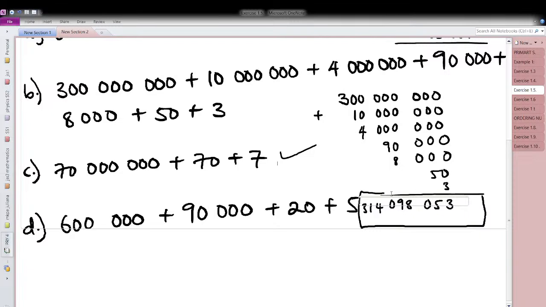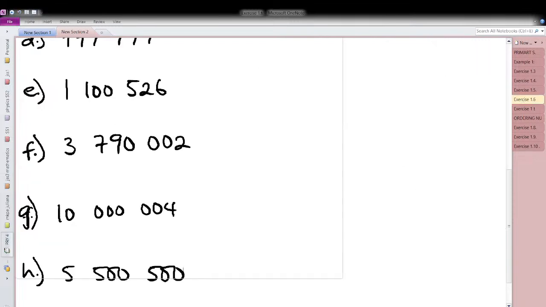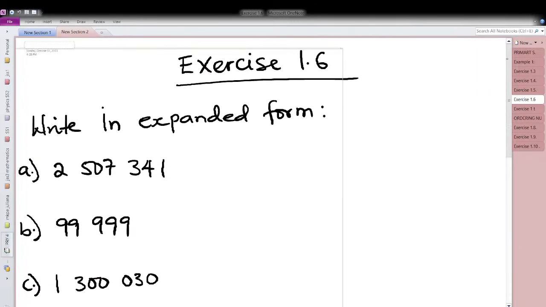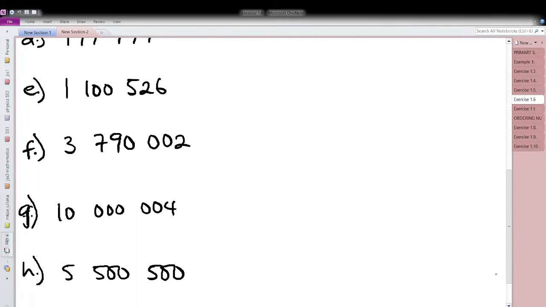Let's go to the next exercise. This is exercise 1.6. In exercise 1.6, you are asked to write in expanded form. Now, this is the opposite of the last exercise we just did. You're asked to write in expanded form. So I will go ahead and do A and B for you. Then you do the rest.